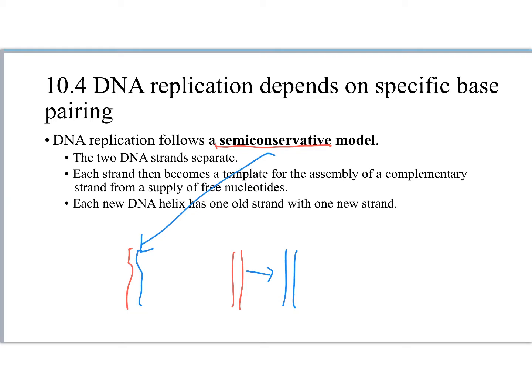So basically what happens is the two double helix strands separate. One of them becomes a template, right, the example for the assembly or the copying of another strand, and that strand's going to be complementary, right? It's going to match up from all of these free nucleotides that are going to be floating around in the nucleus. We can use that. And then each new DNA helix has, again, the old strand right here, the parental strand, as well as that new strand, okay?